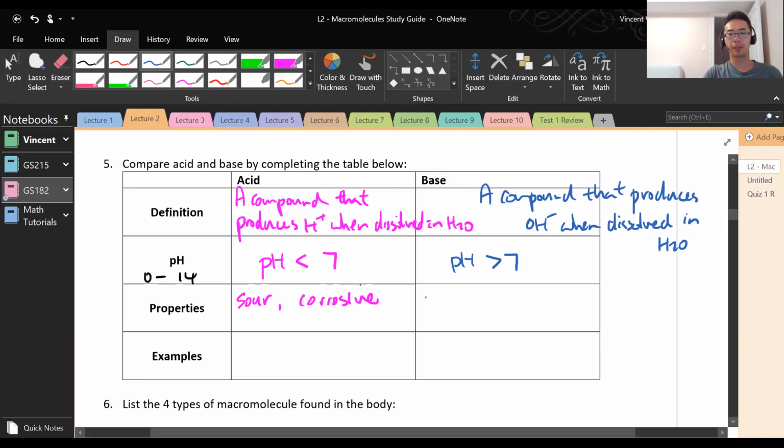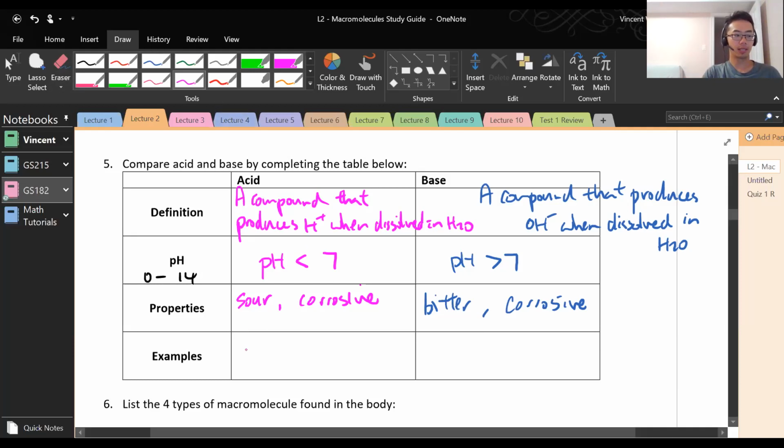Base would be bitter. So bleach, or not that you should taste bleach, but something like soap, right? Like tonight, when you're showering, you can just taste your soap a little bit. It's going to be bitter because it's basic. Most cleaning products are basic. And then corrosive, okay? Like think about bleach. You pour bleach onto metals, it will corrode the metal.